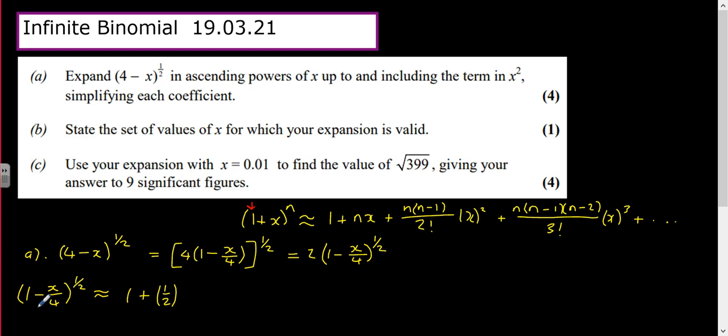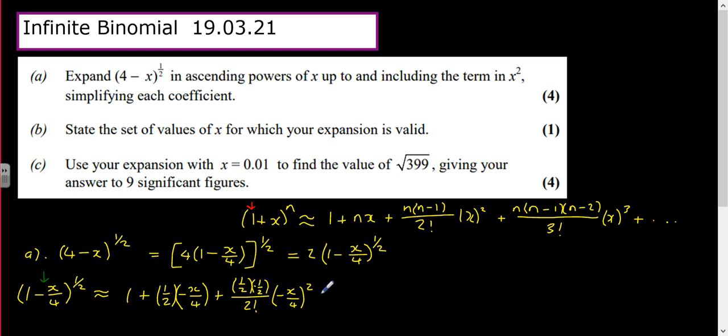It's whatever the b term is. So the b term in this one is minus x over 4. So I'm multiplying this half by my x, which is minus x over 4. So 1 plus n times x, and then plus n times n minus 1, which is minus 1/2, divided by 2 factorial, and then x squared, which is also our (minus x over 4) squared. See the pattern: wherever you see an x in the formula, it's this minus x over 4 for our question.